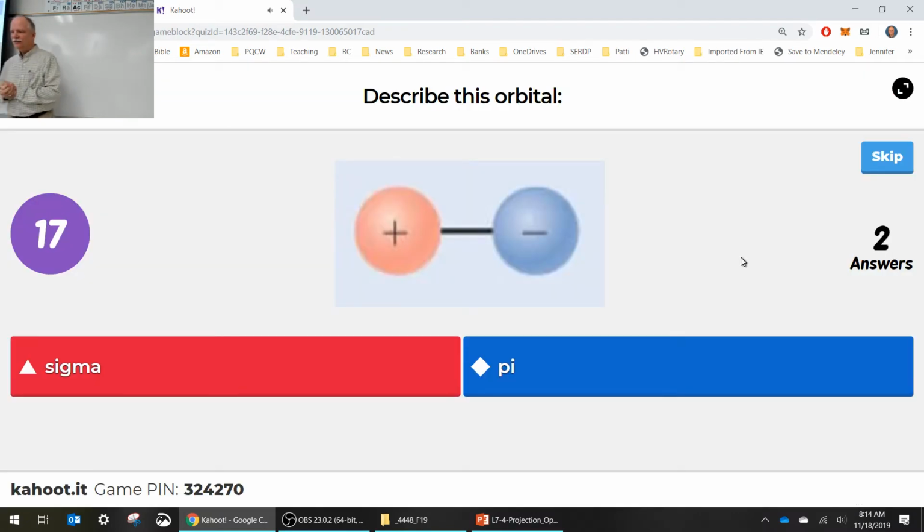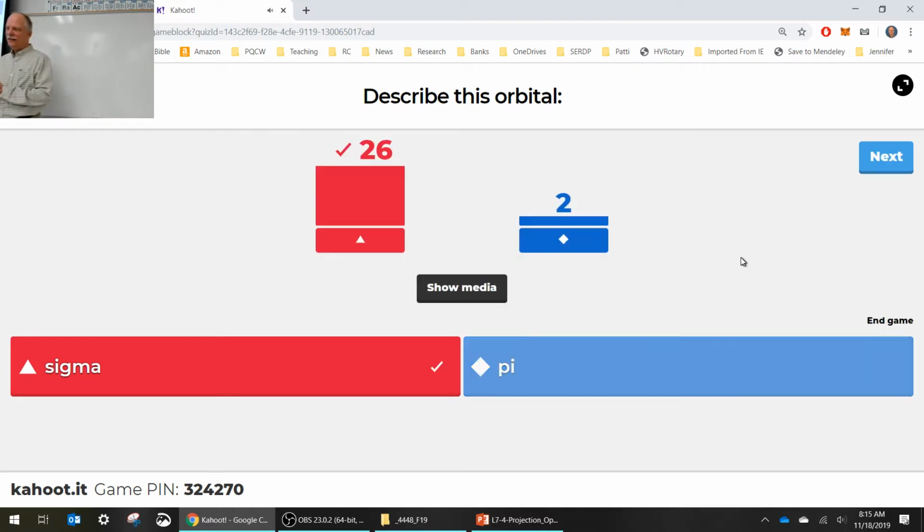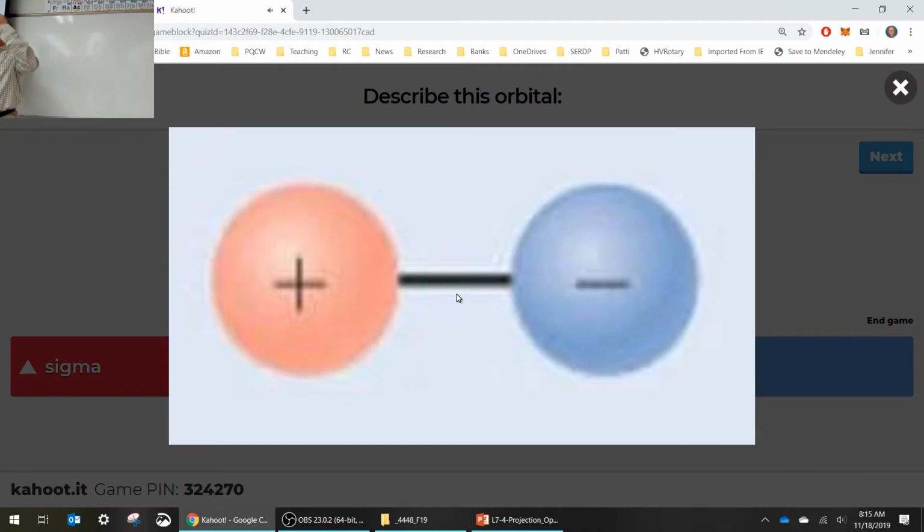All right, this is a sigma or a pi orbital. Sigma. All right, what makes it a sigma orbital? Rotational symmetry. Right? So here's the bond in the middle. You can spin it around and it doesn't change color. It's a sigma.